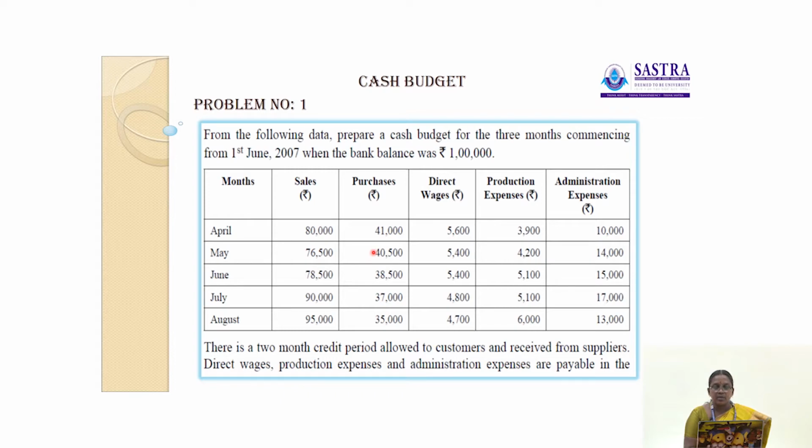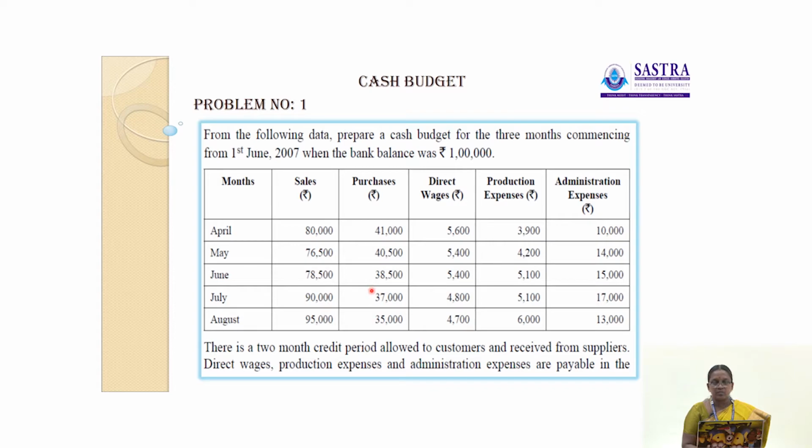In the month of May, sales rupees 76,500, purchases 40,500, direct wages 5,400, production expenses 4,200 and administration expenses 14,000. In the month of June, 78,500 is sales, 38,500 is purchases, 5,400 is direct wages, 5,100 is production expenses, 15,000 is administration expenses.